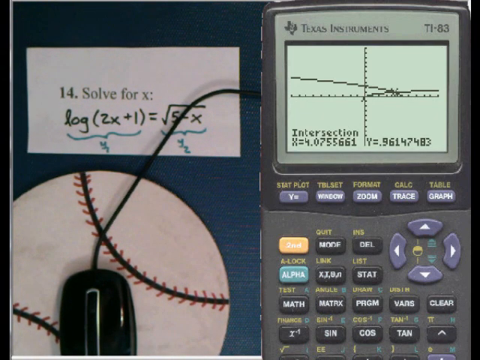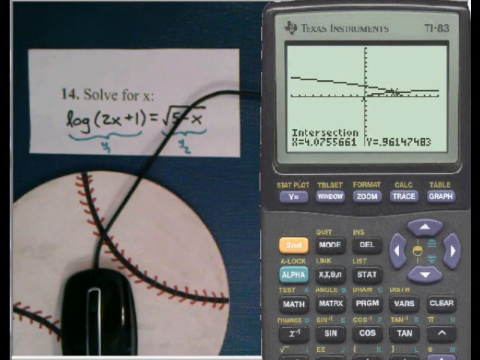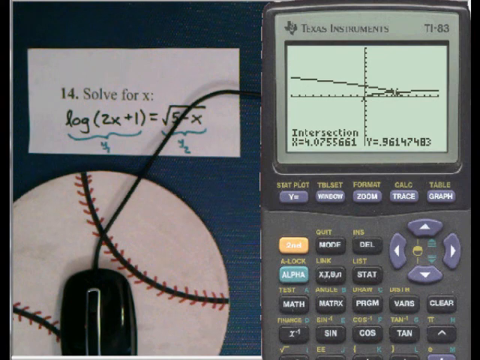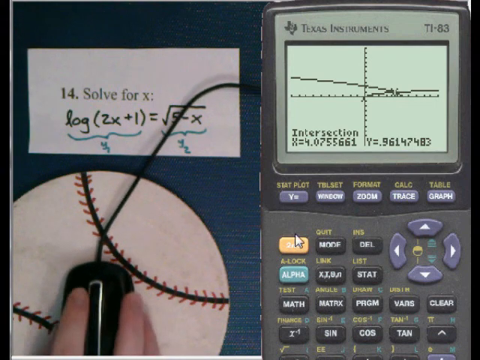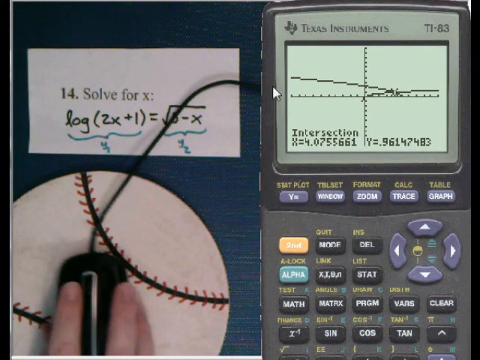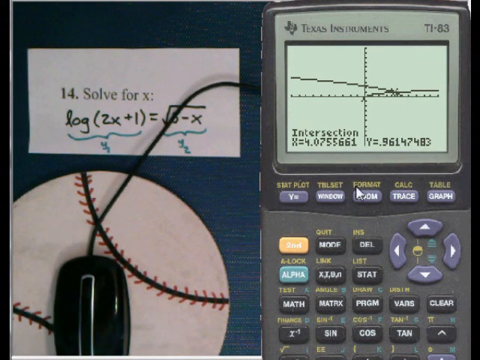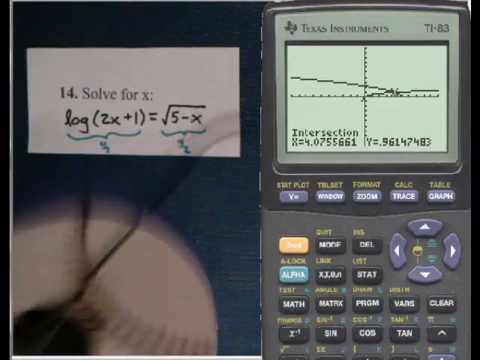There we go. It says here that the intersection point is x equals 4.0755661 and y equals 0.96147483. Again, we're just trying to solve for x, so the only value I need is right there. When I go to write my actual answer on this question, I'll do it right here on this piece of paper.